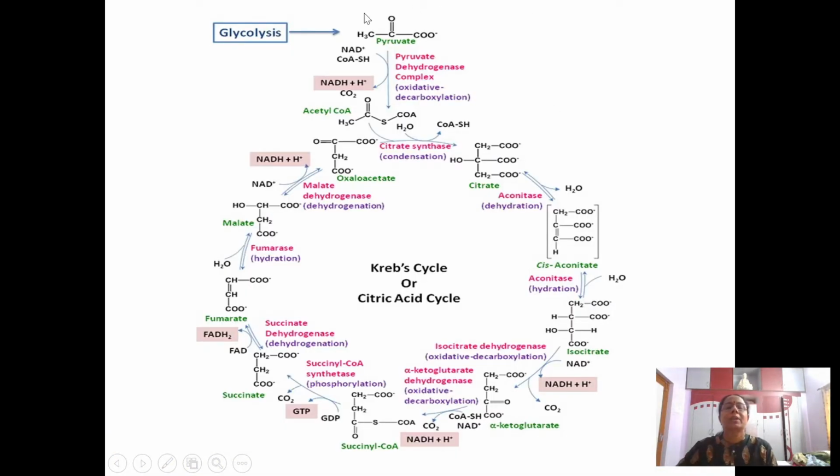Now, this is your pyruvate. How did you get this pyruvate? Through glycolysis. You know, glycolysis is an anaerobic pathway. From glycolysis, 2 molecules of pyruvate are formed from glucose. Pyruvate can be converted into acetyl coenzyme A, which is a very important step, in the presence of the pyruvate dehydrogenase complex.